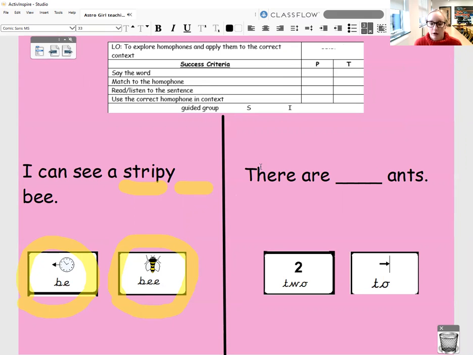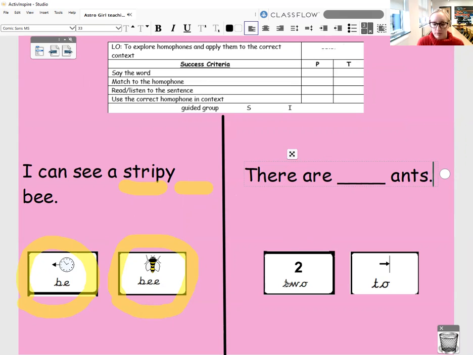Then I've got another word here. So here I've got a sentence. At the start of my sentence, I've got a tricky word. There are... ants. There are ants. Right, that's my sentence. Now I need to look and see which homophone I need to be putting in it.